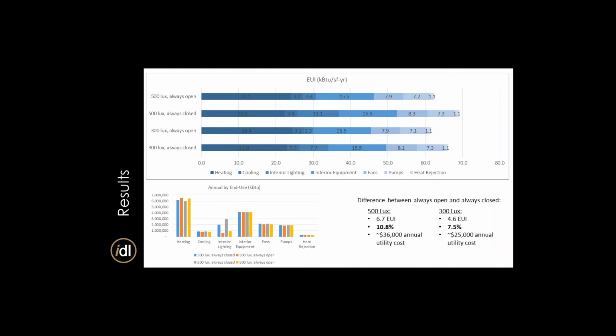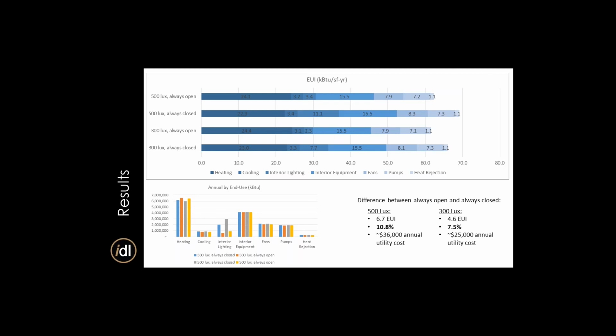And when we compare the actual results, these would be comparing always open and always closed conditions for two thresholds. We're trying to maintain 500 lux at the work plane, or wherever the analysis grid for Radiance happens to be, and one for 300. So what we're seeing here is basically a 10% and a 7% difference in EUI of those two. So it definitely makes a difference. It's just a matter of does the dollar attach to it? Does that make sense to people?